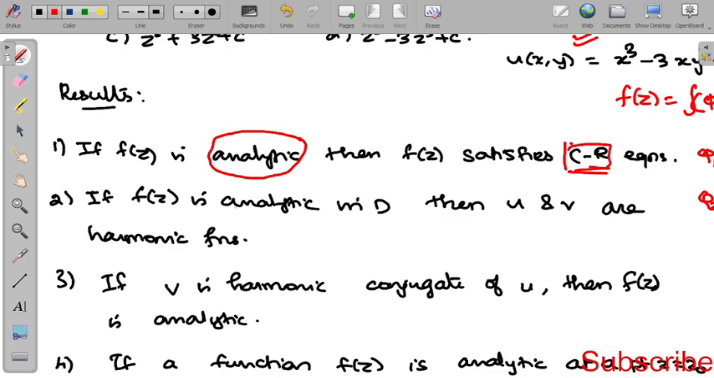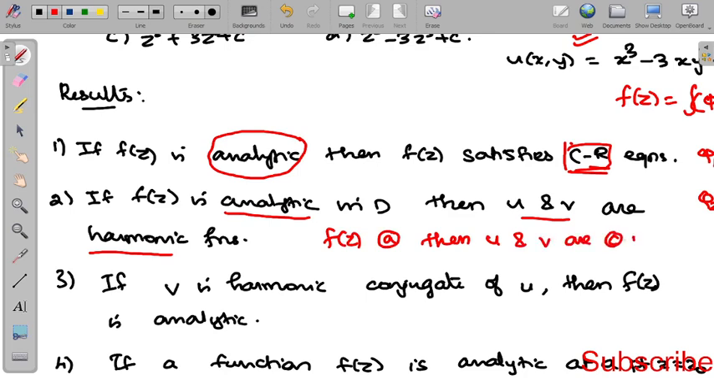Then f(z) is analytic means u and v are harmonic functions. Similarly, we have the result: if f(z) is analytic, then u and v are continuous functions. So analytic means it satisfies the CR equation, u and v are harmonic functions, and u and v are continuous functions.